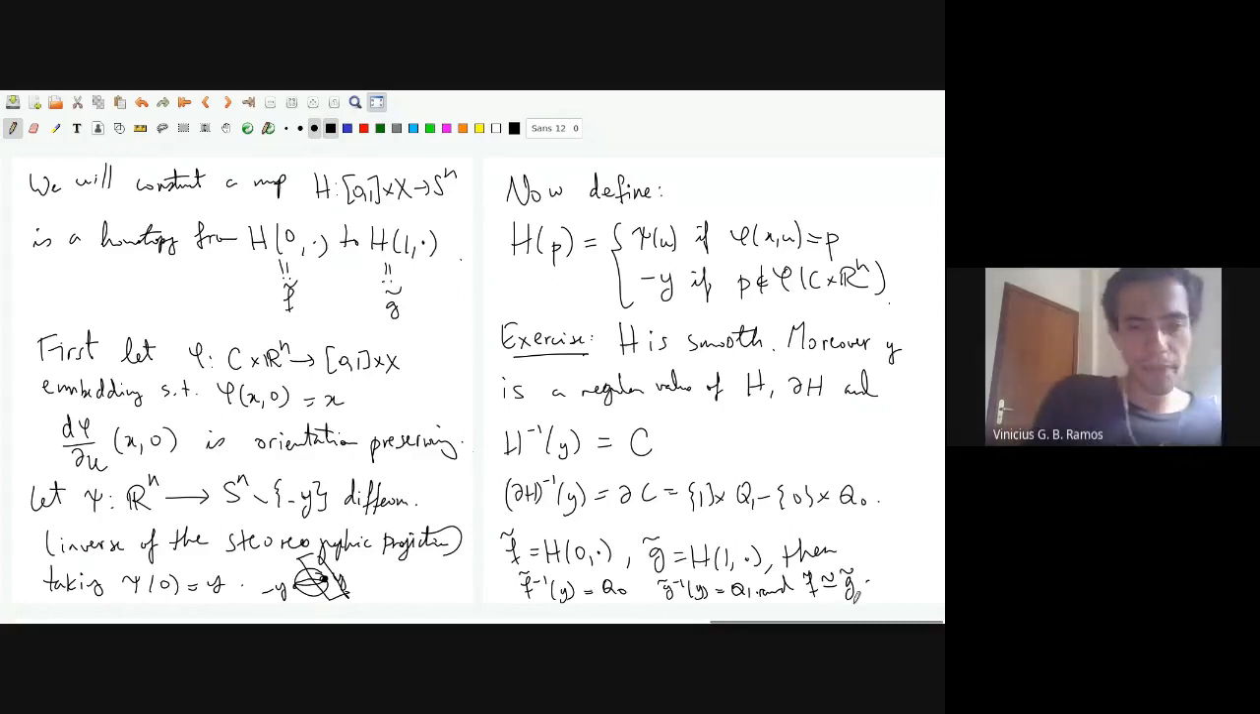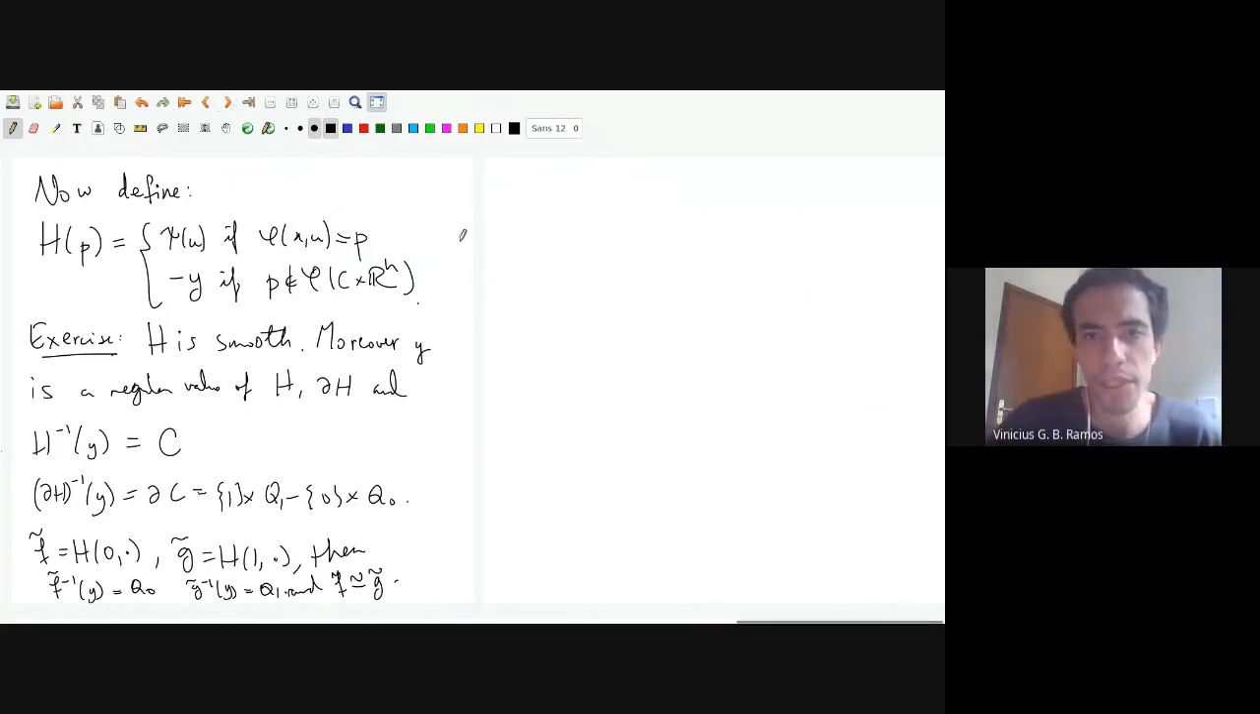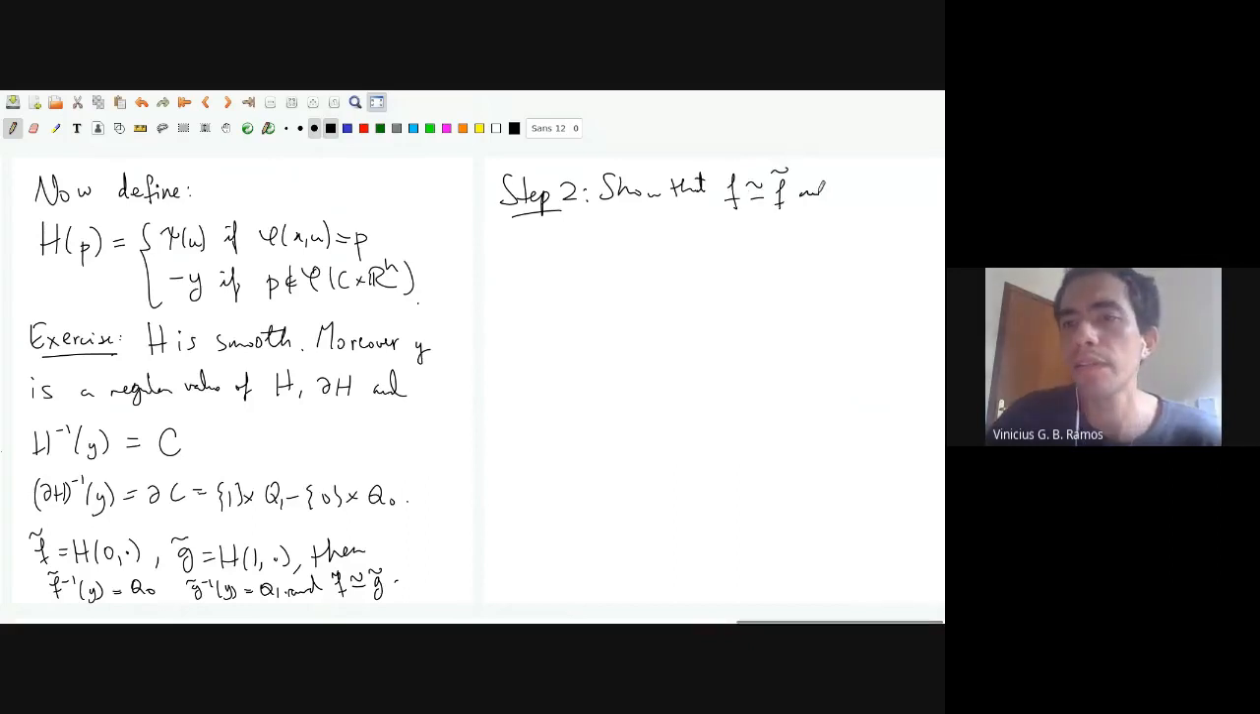So the first step is really like, I don't know what f is, I don't know what g is, I just know what the preimages of a regular value are. So I have this finite set of oriented points. Using just this information, I don't care about what f and g are, I can construct a homotopy from another function f tilde and another function g tilde that have the same preimage. So step 2 now is to show that f is homotopic to f tilde and g is homotopic to g tilde.